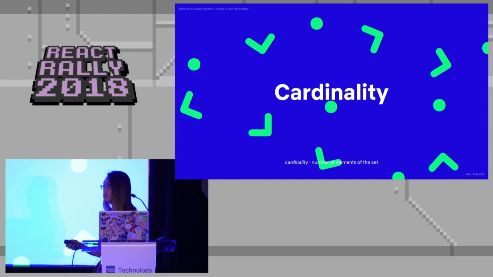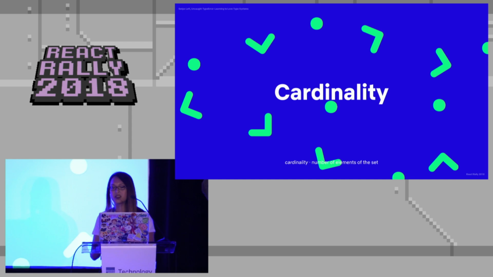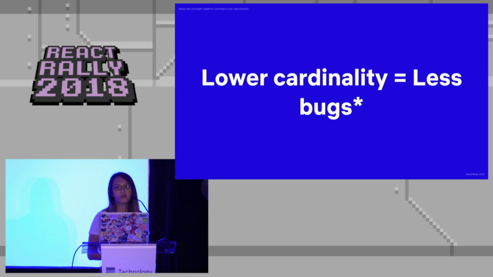I mentioned earlier that domains and codomains of functions describe the set of all inputs and outputs. So we're really talking about set theory here, and cardinality in this context means the number of elements of the set. And I made a really bold claim earlier that the more specific your types and the more constraints you have in your code, the less likely you'll have bugs. This is not a silver bullet by any means, but lower cardinality means constraining the number of possible inputs into the function domain in order to make your code easier to reason about and to use.